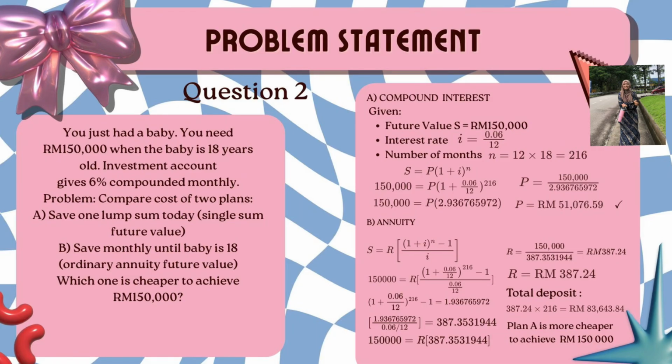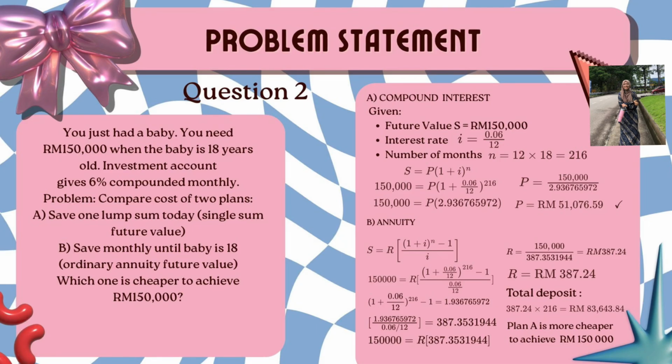And now we need to calculate the growth factor. First, calculate 1 plus 0.06 over 12, raised to the power of 216, which gives approximately 2.936765972. Then just solve for P. So P equals 150,000 divided by 2.936765972. That equals 51,076 ringgit and 59 cents.